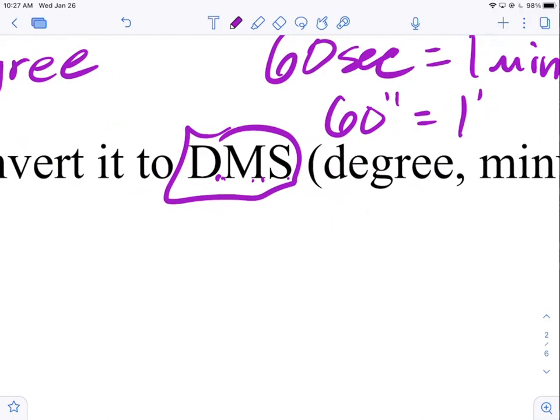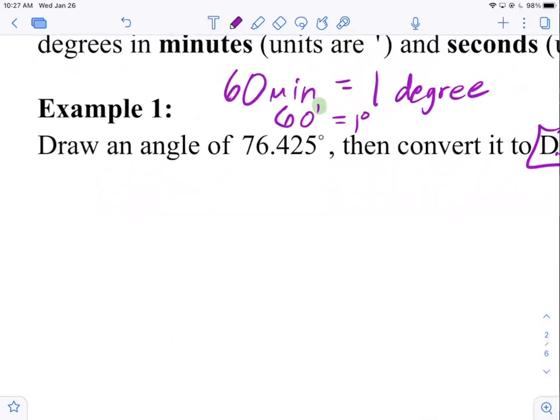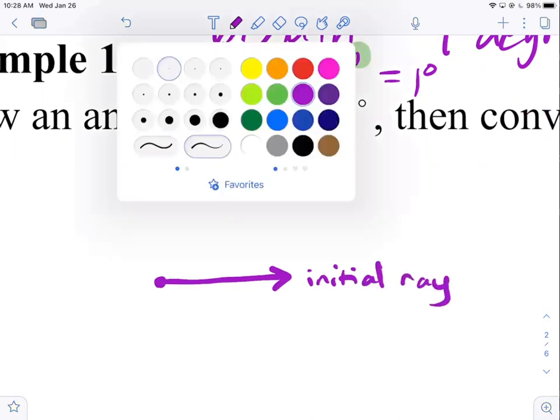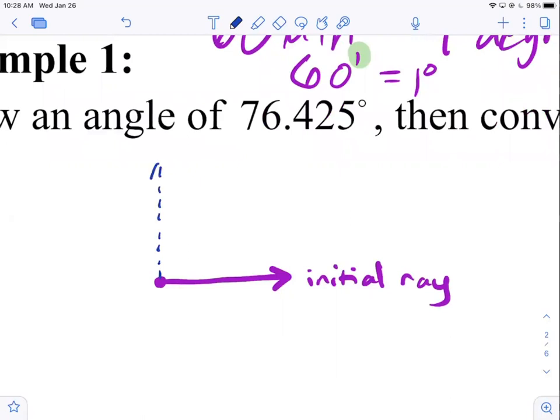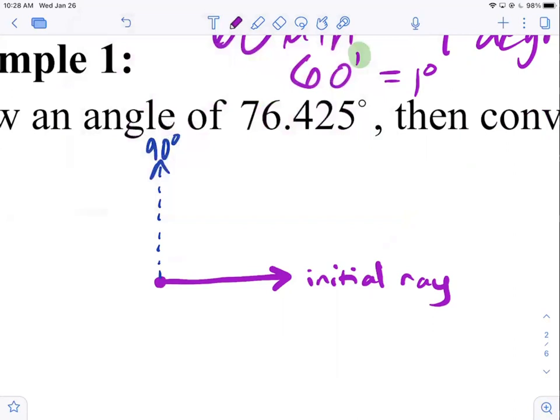All right. So here's what we're going to do if we can get through it. On example one, we're going to draw an angle of 76.425, and then we're going to convert it. So 76.425. Well, I need a ray to start with. I'm going to draw this ray. I'm going to call this my initial ray. Now, 76 degrees, I can reference straight up. Straight up would be 90 degrees. We know that, right? We have an intuitive idea of a right angle. So 76.425, I want to draw it without having to measure it. I want it to be reasonable. So I'm going to draw it about right there.